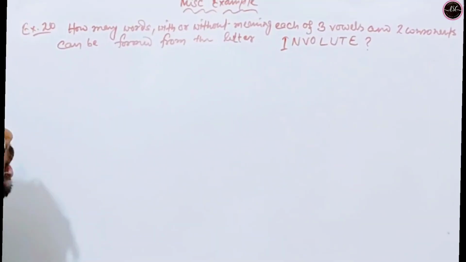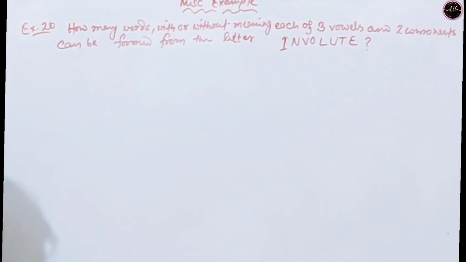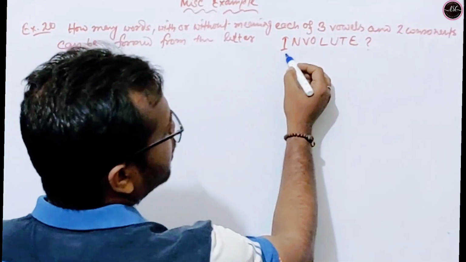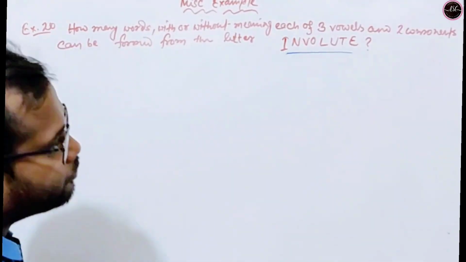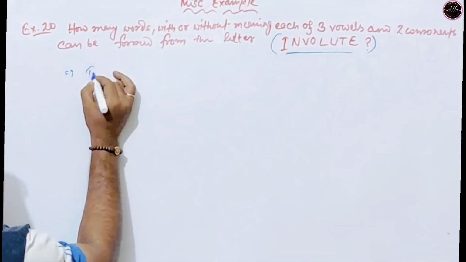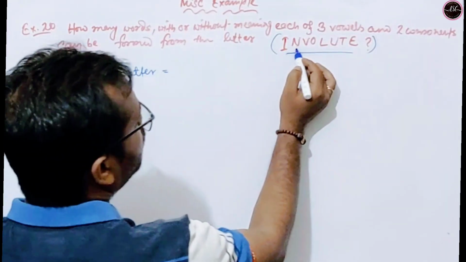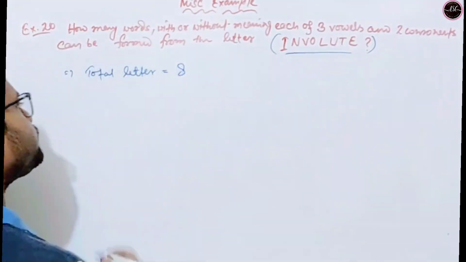Look at this question. How many words, with or without meaning, each of 3 vowels and 2 consonants can be formed from the letters of the word INVOLUTE? So we first look at the total letters: here 1, 2, 3, 4, 5, 6, 7, 8.